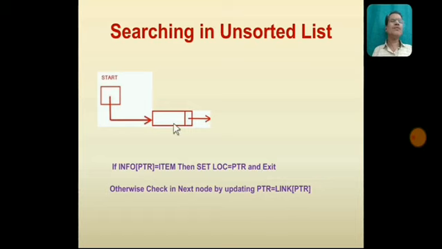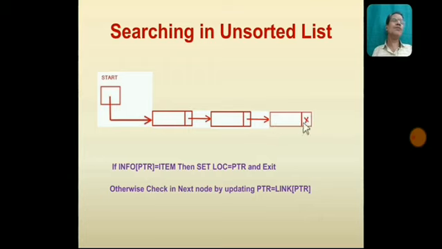So, ptr is the address of this node. What is link of ptr? Link of ptr is this node. Now we will compare whether the atom is present here or not. If yes, again we will set loc is equal to ptr and we will exit. Otherwise, we will go to the next node. Again we will do the same thing. Repeatedly we will do the same process until we reach the last node.